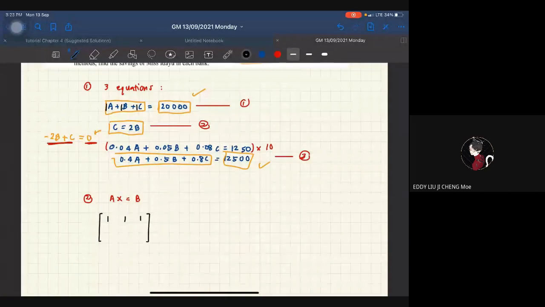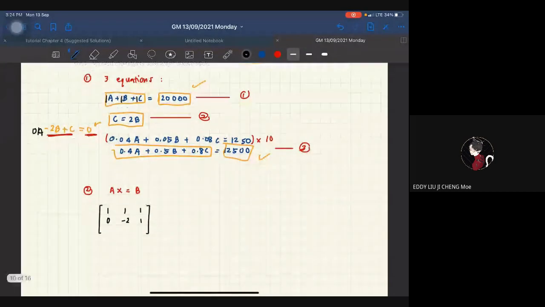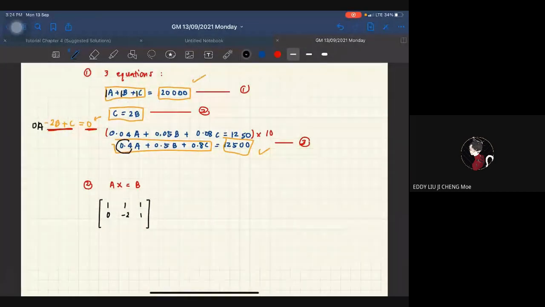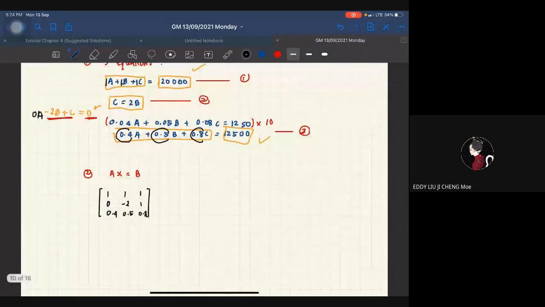Okay, lepas tu dekat second equation, tak ada A kat depan ni. So maksudnya dia adalah kosong. So you have 0 and then B is negative 2, C is 1. Okay, settle kat situ. Alright, and then for the third equation, awak akan ada 0.4, 0.5, 0.8 kat situ. Settle. Okay, so itu adalah matrix A kita.